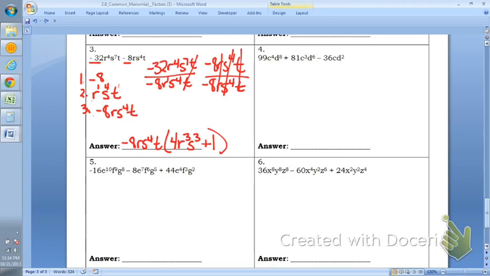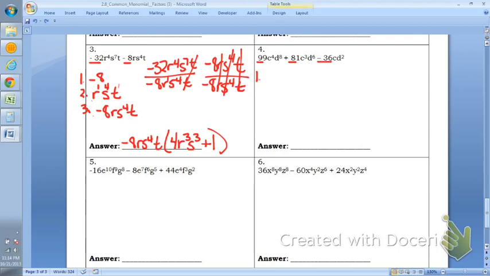Alright, you do the next 3 on your own, then push play to check your work. Okay, you ready to check number 4. Step 1, find the greatest common factor of 99, 81, and negative 36. We will keep it positive, whatever our greatest common factor is, because the leading term is positive. 99, 81, and 36, I believe, can all be divided by 9.